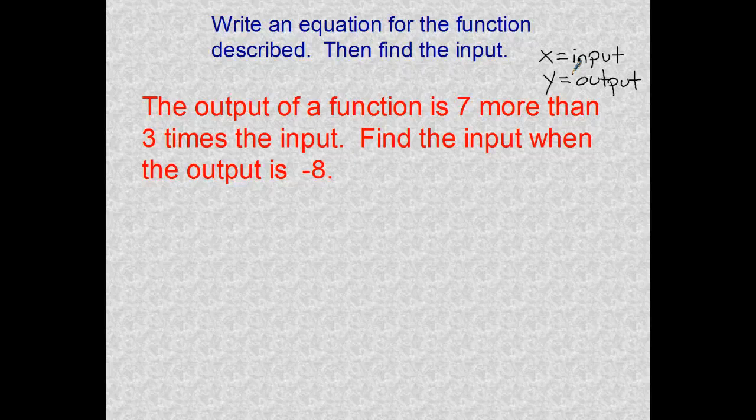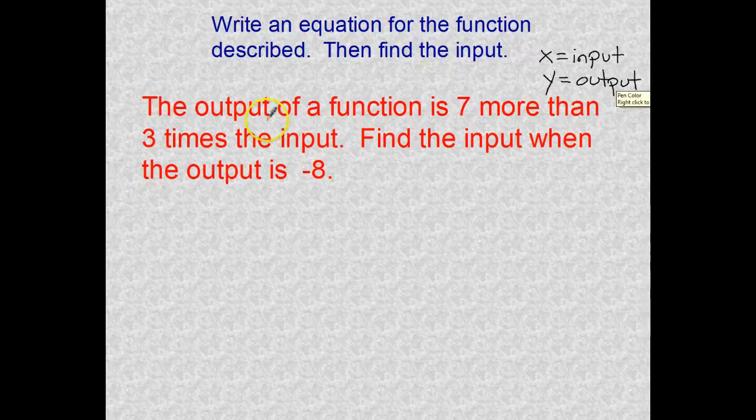So the problem states the output of a function is 7 more than 3 times the input, and then we have to find the input when the output is -8. So a lot of wording. Let's just go slowly through the wording together and just kind of write it out as we read it. So the output, we don't know what that is right now until we solve for it. So let's just set up an equation.